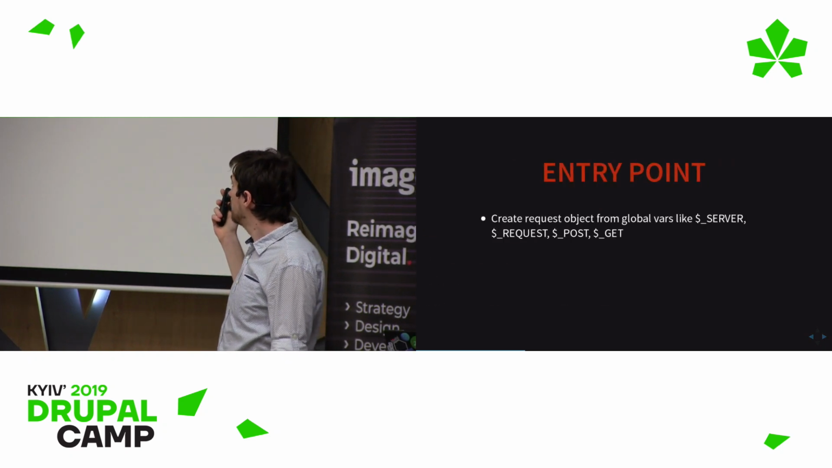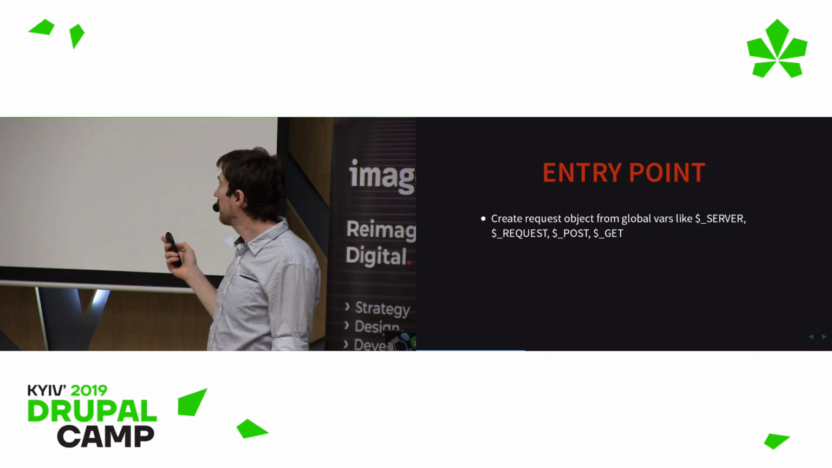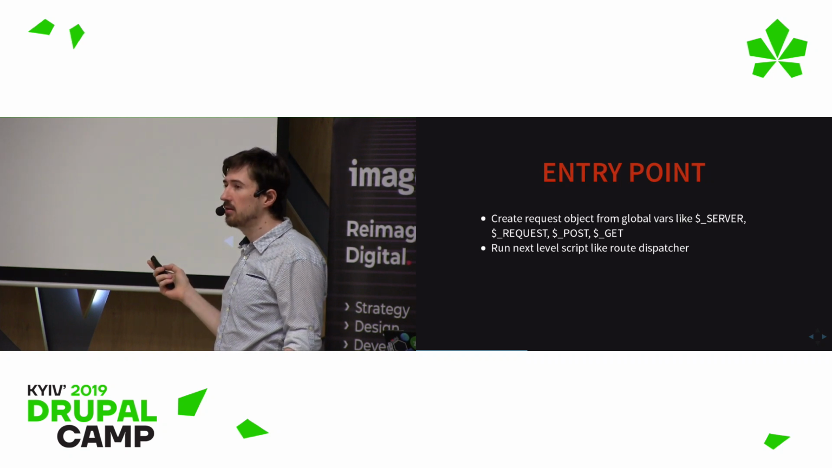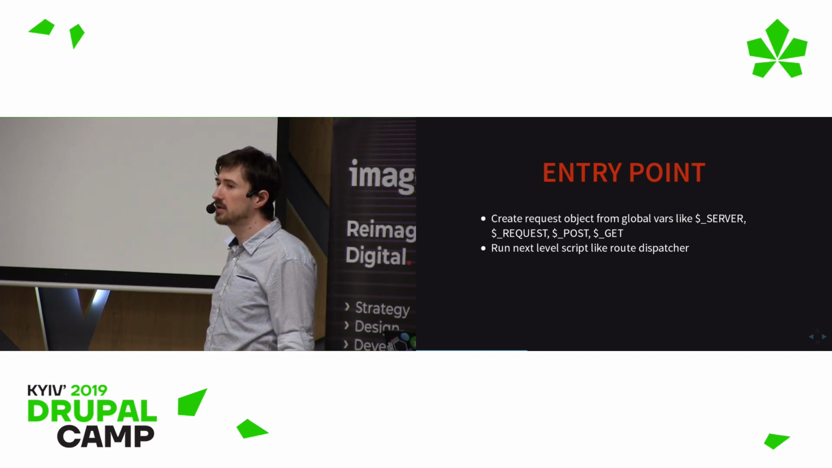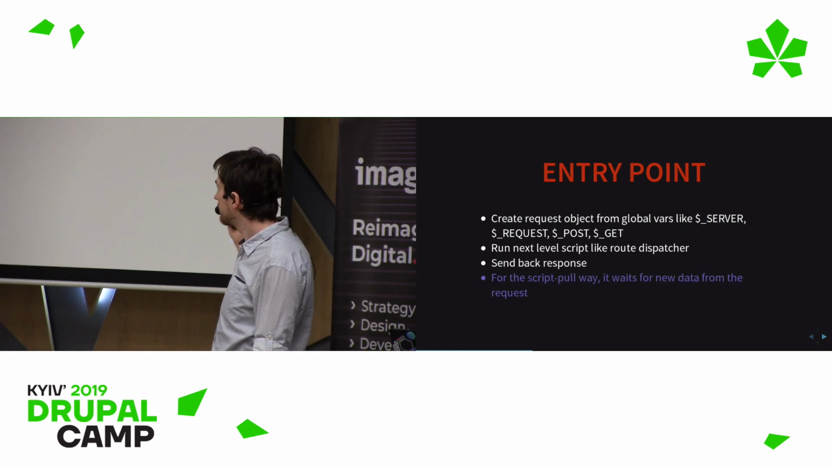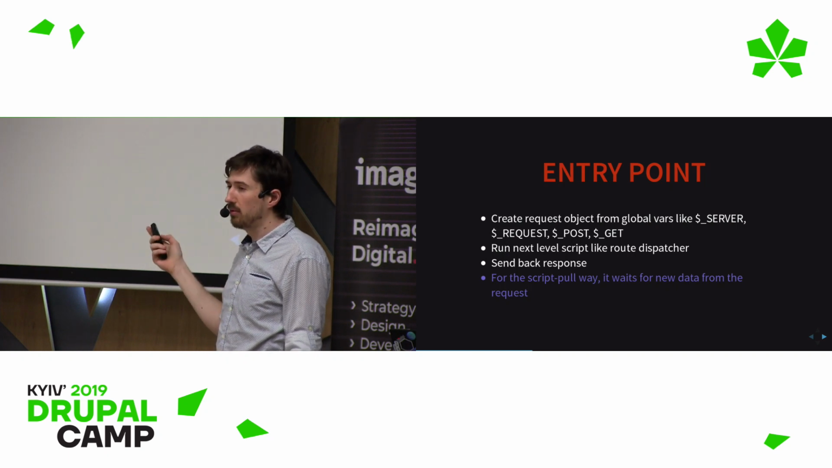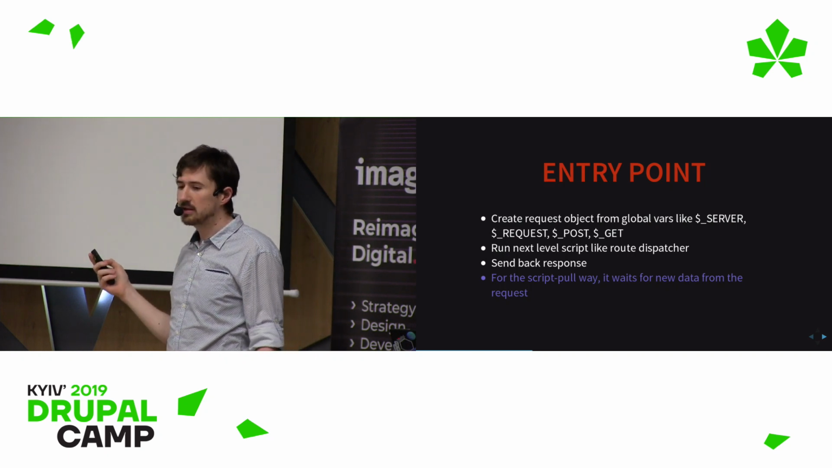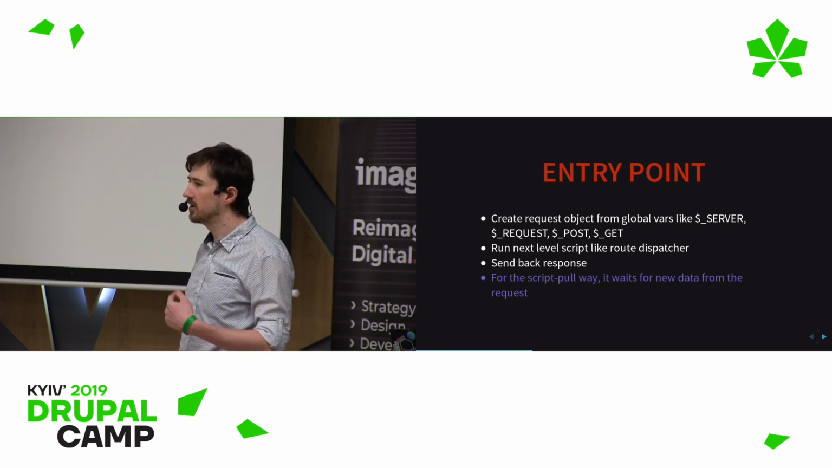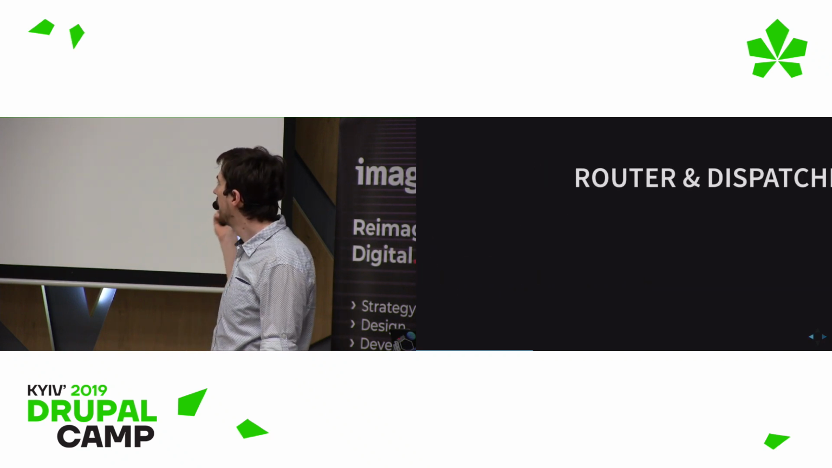And for the entry point, the main goal is to create some global variables like server, request, post, get. The entry point just creates the request object, runs the next router component to build your response, and sends the response back. And for the server pull, or script pull version, your script does nothing until a new request comes. It just has an infinite loop, a while true cycle, and that's all.